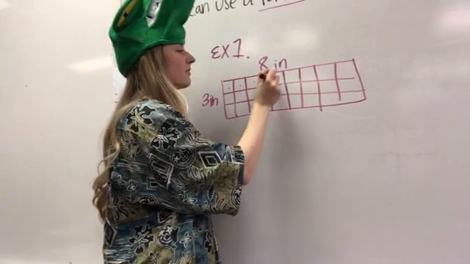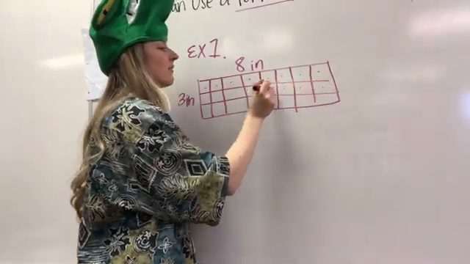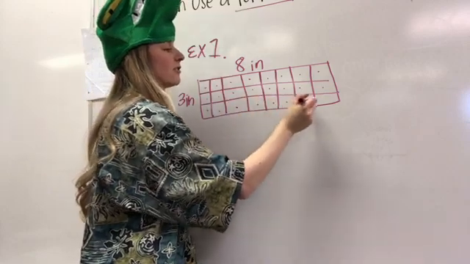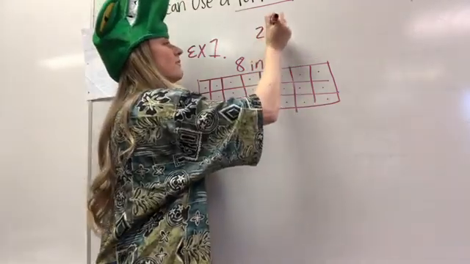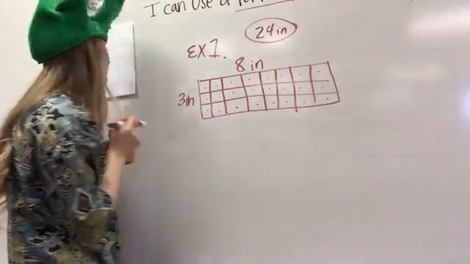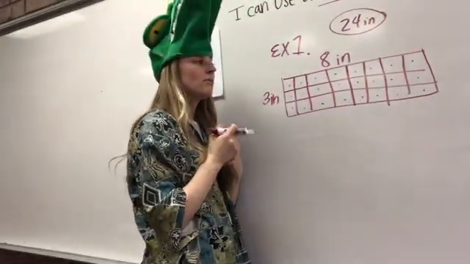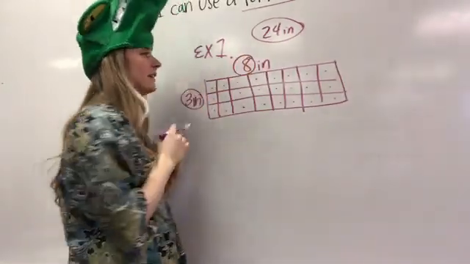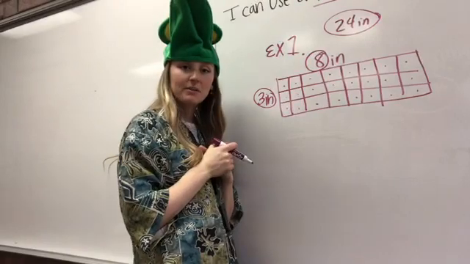We have 1, 2, 3, 4, 5, 6, 7, 8, 9, 10, 11, 12, 13, 14, 15, 16, 17, 18, 19, 20, 21, 22, 23, 24. And we'd get 24 inches, which would be correct for the area. Or we could do our trick we saw the other day. We could do 8 times 3. 8 times 3 is 24.